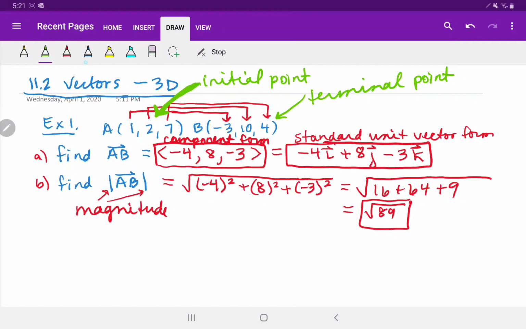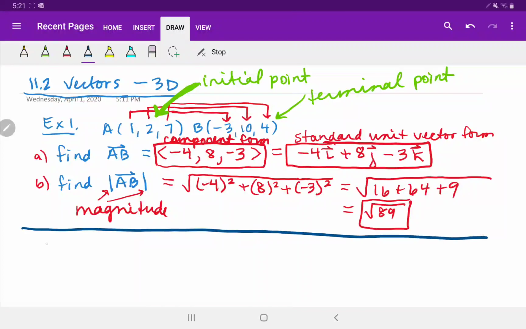There is a question that says to sketch the vector. So let's see what that looks like.